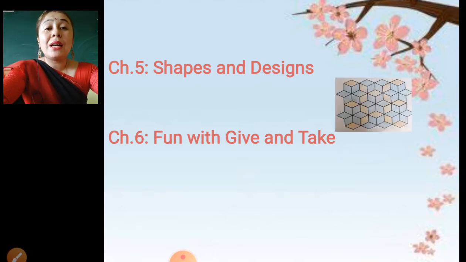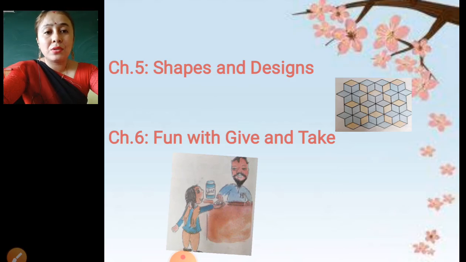So in chapter 5, as you can see in the picture, we will learn about different shapes and different patterns which will be formed by using different shapes. And in chapter 6, Fun with Give and Take, we will learn more about additions and subtractions, okay, when we need to subtract with different signs, like -6 plus 5. So in this way we will see chapter 6, where we will learn more about additions and subtractions with different signs.